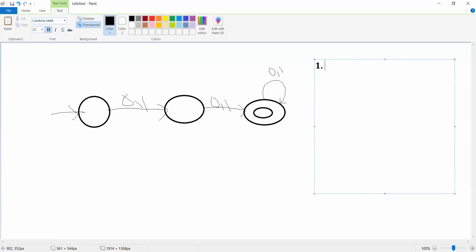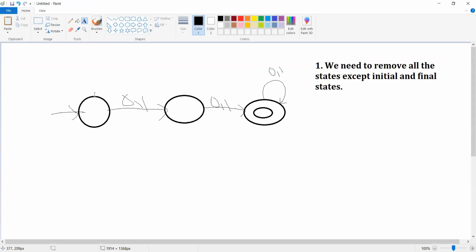What is the first point? We need to remove all the states except the initial and final states. Now you can see here, what is the initial state? This is my initial state, and this is my final state.